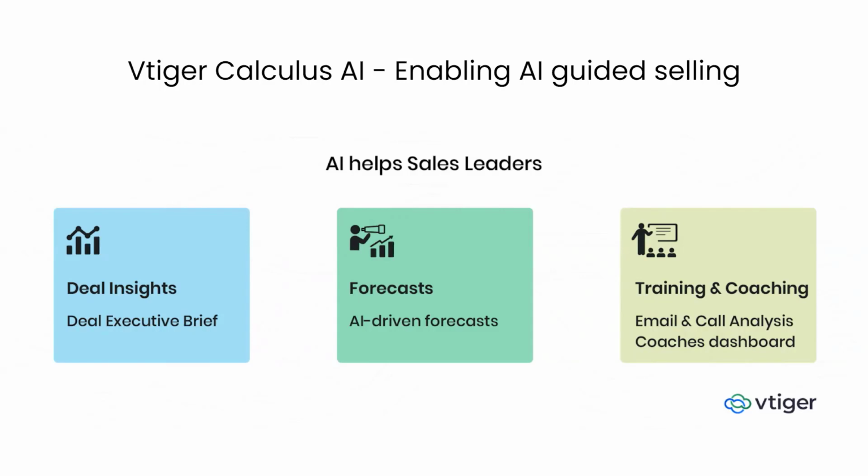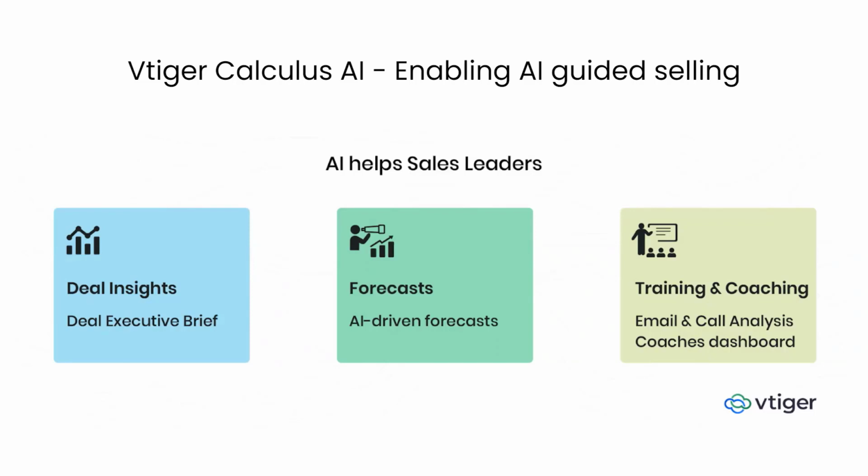Another is AI-driven forecasts. So we already have forecasting quotas within the CRM, but AI-driven forecasts will use previous data from within your CRM to give you these AI-driven forecasts, where it calculates the forecasts for the future based off your previous sales records within the CRM to give you a more accurate forecast on how your sales team should be doing and probably will do in the future.